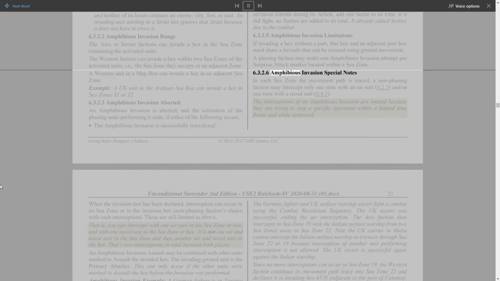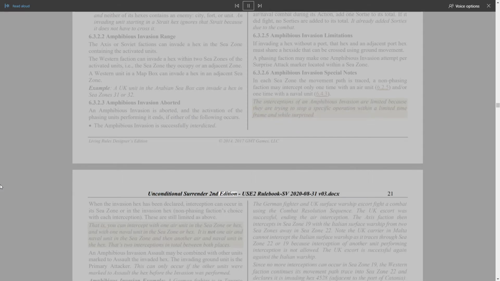6.3.2.6 Amphibious Invasion Special Notes. In each sea zone the movement path is traced, a non-phasing faction may intercept only one time with an air unit as 6.2.5 and or one time with a naval unit as 6.4.3. The interceptions of an amphibious invasion are limited, because they are trying to stop a specific operation within a limited time frame, and while surprised.